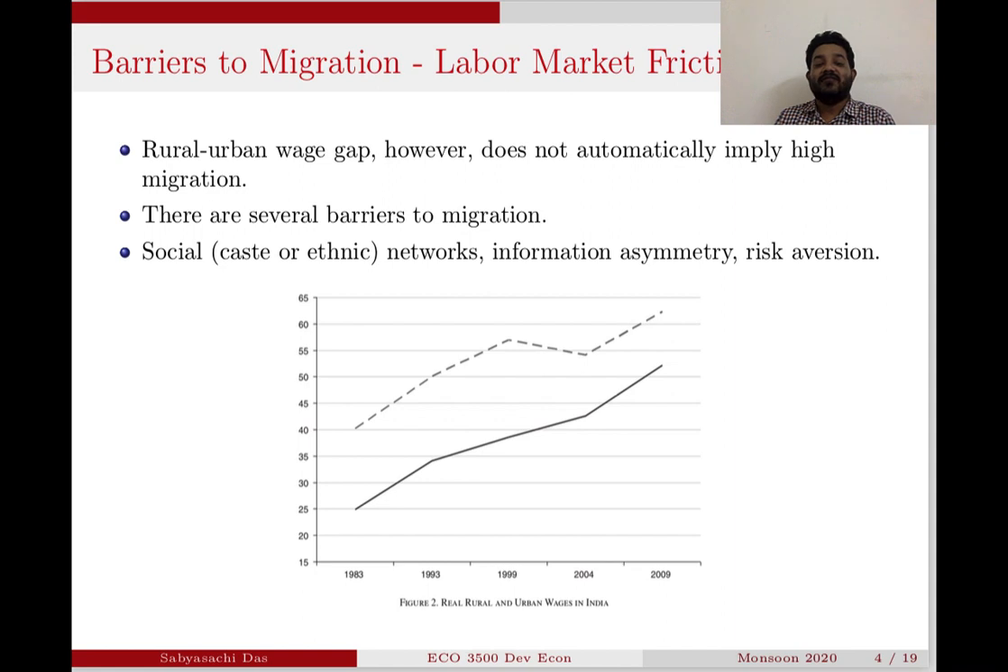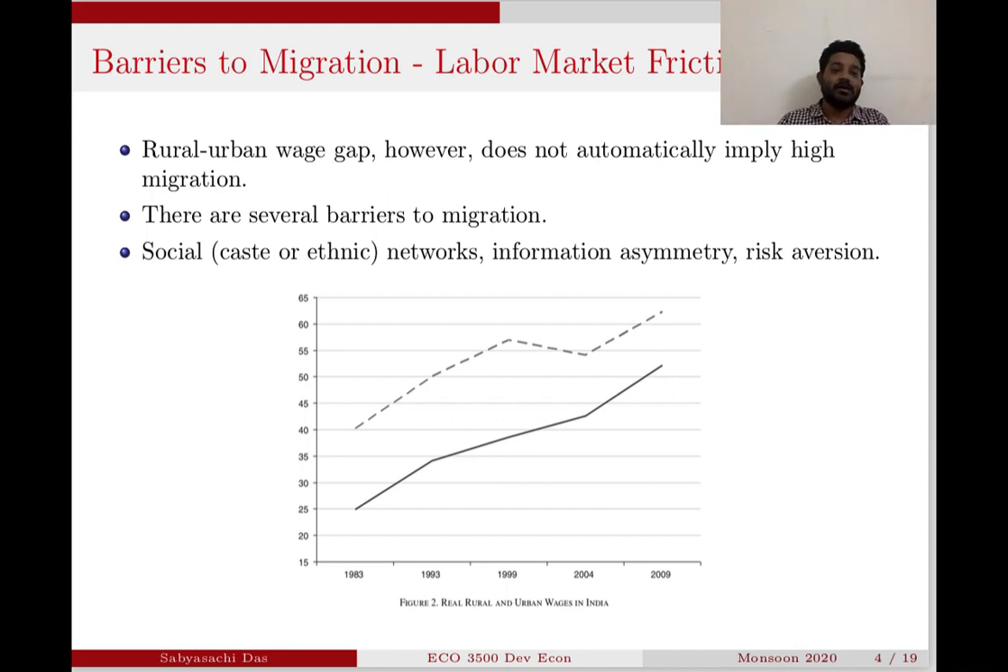So if you are not part of these caste networks, it will be harder for you to get a specific sort of employment, which can reduce your probability of finding a job. So it will be harder for you to move. So that's one. And these kinds of networks are prevalent. There could be ethnic networks in other contexts as well.